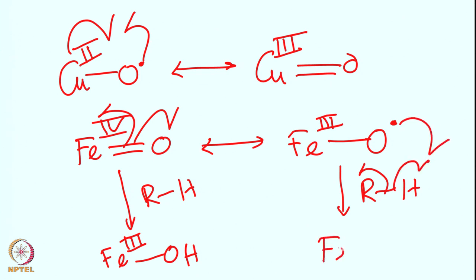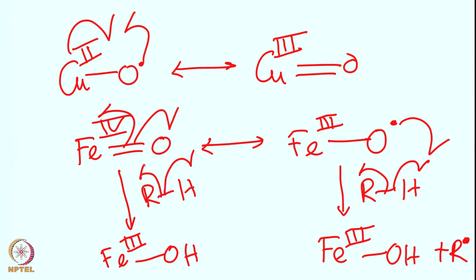So, overall you get iron 3 OH plus R dot. Hopefully, this is clear. On the other hand, over here, if you want to draw, it is nothing but this bond is breaking, and then that is giving, and that is forming the R dot. So, that is R dot.